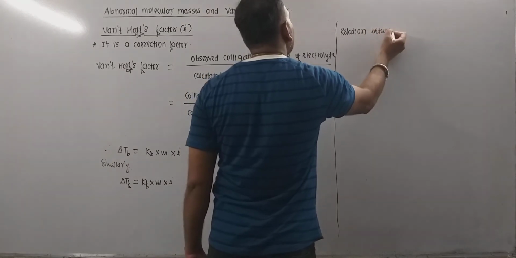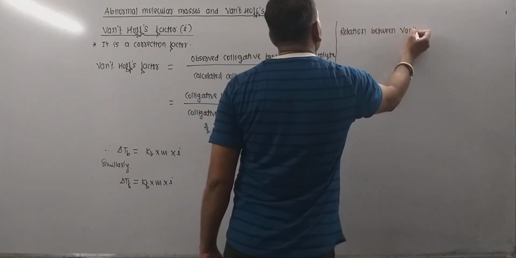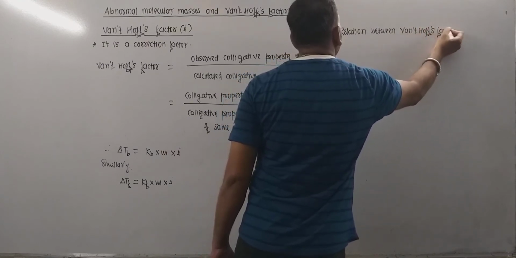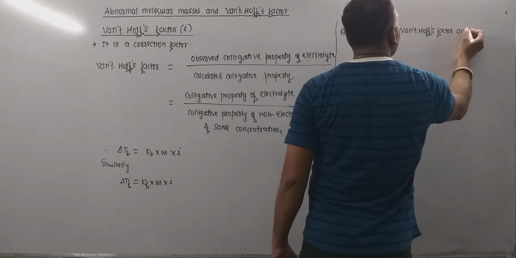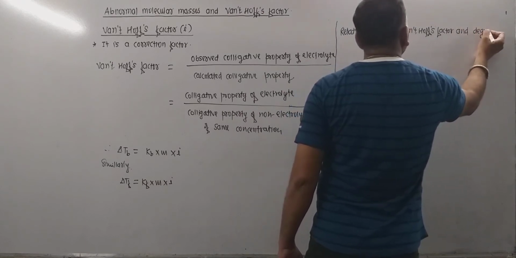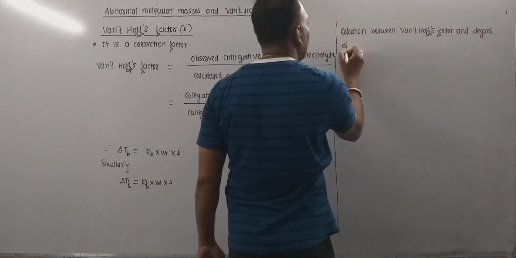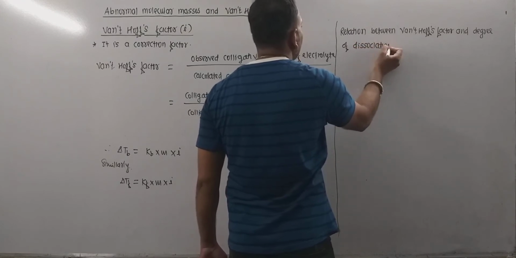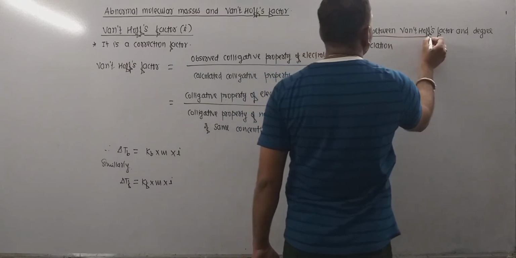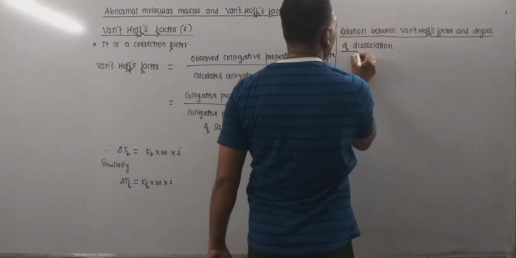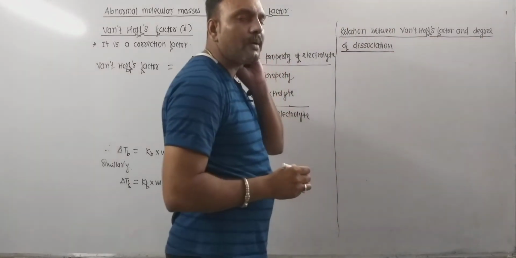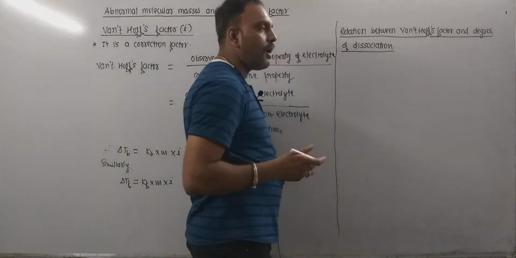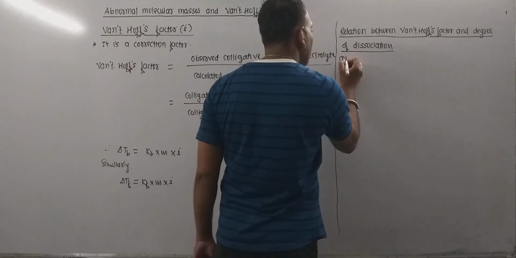between Van't Hoff's factor and degree of dissociation. Van't Hoff factor is represented by i, and degree of dissociation is represented by alpha. Now consider 1 mole of electrolyte.